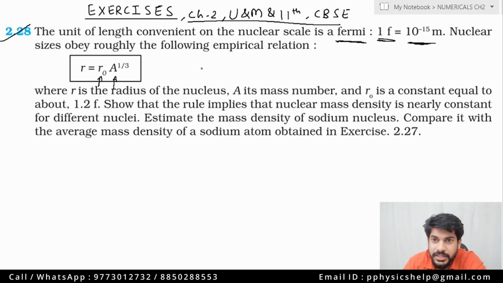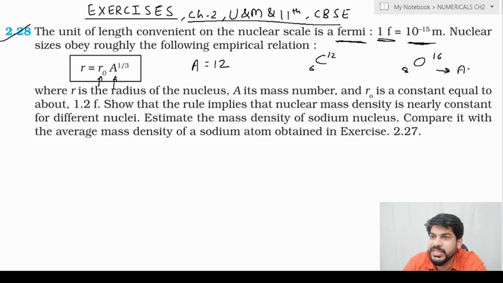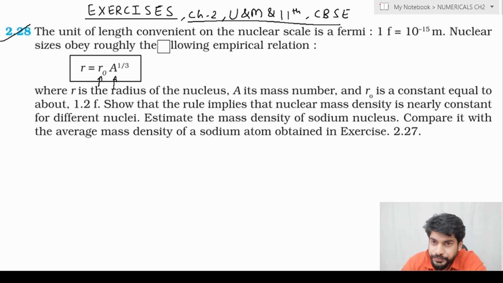See, every nucleus has got some mass number A. For example, carbon 6-12, so this mass number A is 12. Oxygen 8-16, so A over here is 16. Uranium 236, A is 236. In this way, every nuclei has got its mass number. So now what we have to do is just put in this value of A and R naught.